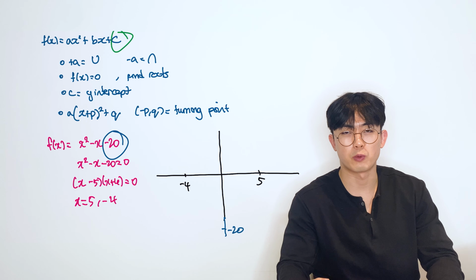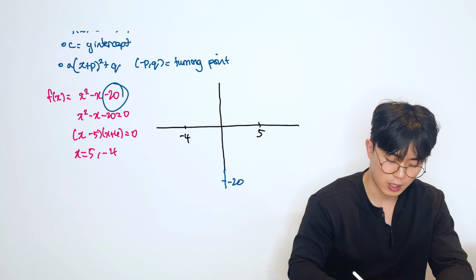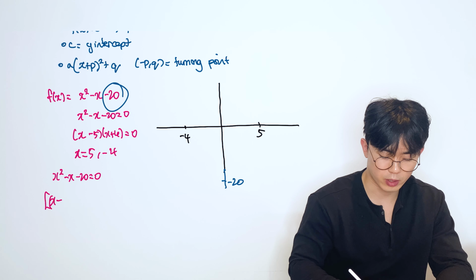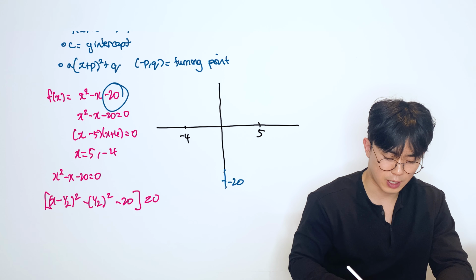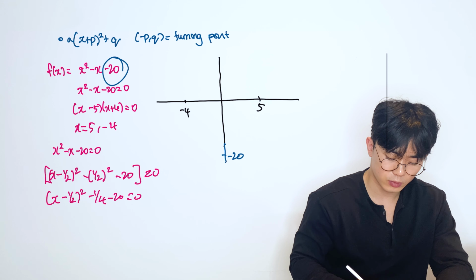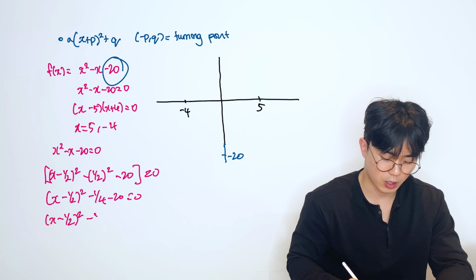So now we found where it crosses the y-axis. Now we need to know where the turning point is. So I need to complete the square. Starting off with x squared minus x minus 20 is 0, I can go (x minus 1 over 2) squared, minus (1 over 2) squared, minus 20 is equal to 0. So now simplifying it, (x minus 1 over 2) squared, minus 1 over 4, minus 20 is equal to 0. So (x minus 1 over 2) squared, this will be minus 81 over 4, is equal to 0.